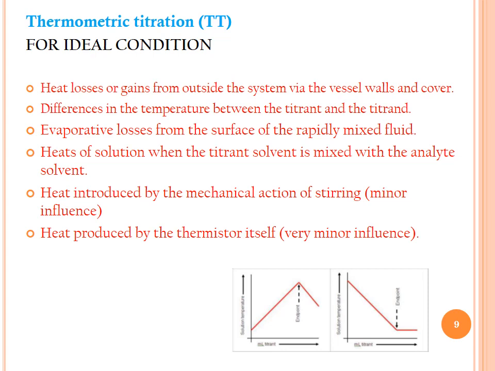Thermistor is the sensor that is used in TT. So from the graph you can easily find the end point of any type of titration. The response along the x-axis is ml of the titrant, while along the y-axis is the solution temperature. There is a direct relationship between the temperature and the volume of titrant, and a steep change in the curve defines the end point of any titration done by TT.